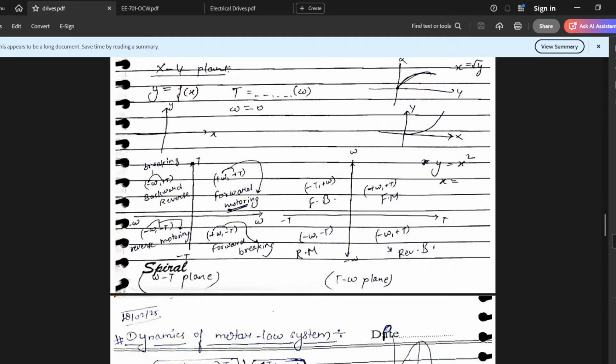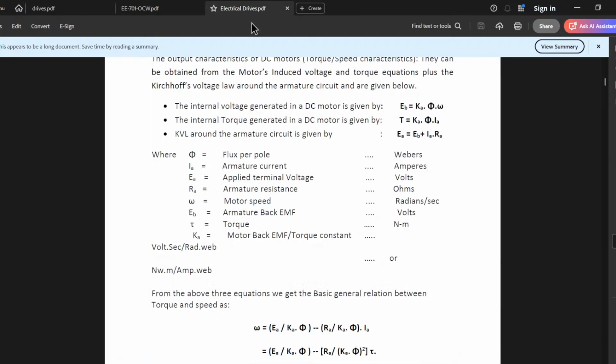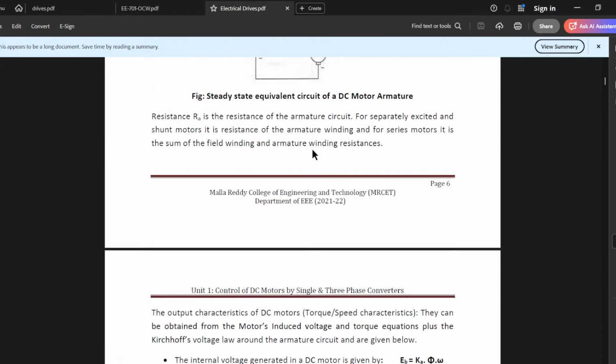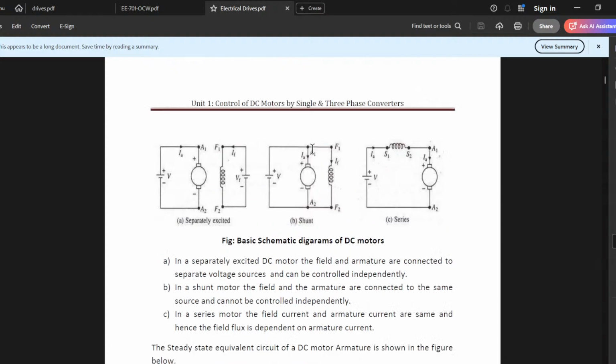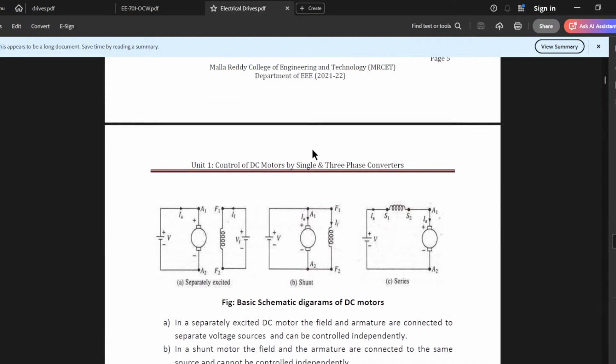Hello. So now let's have a deep understanding of this thing first. You know, this part.